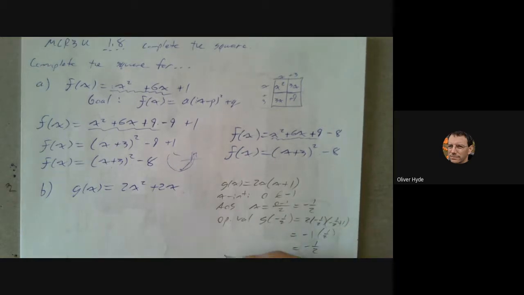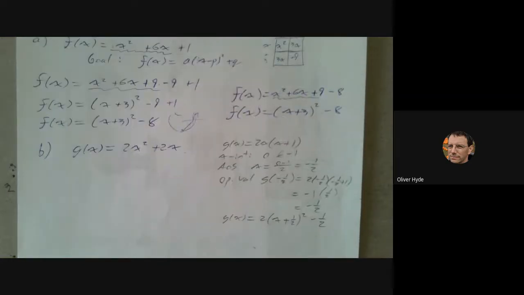So I'm pretty sure I have my axis of symmetry and my optimal value. I think I'm ready to write g of x in vertex form with an a value of 2, a p value of -1/2, and a q value of -1/2. Sorry.